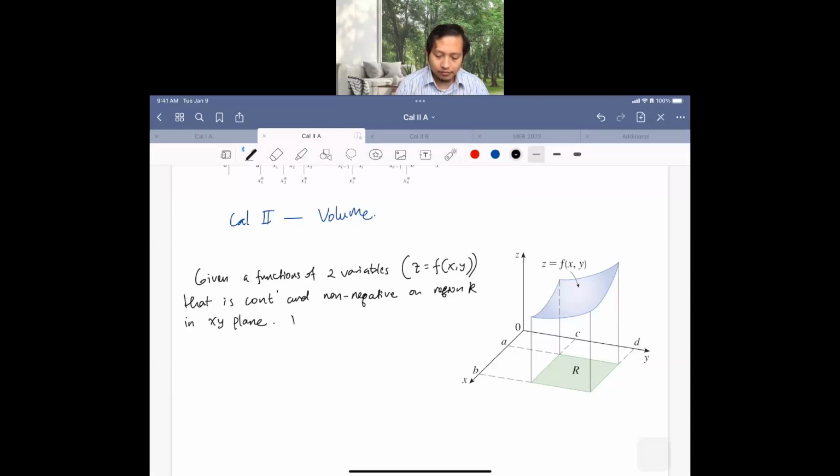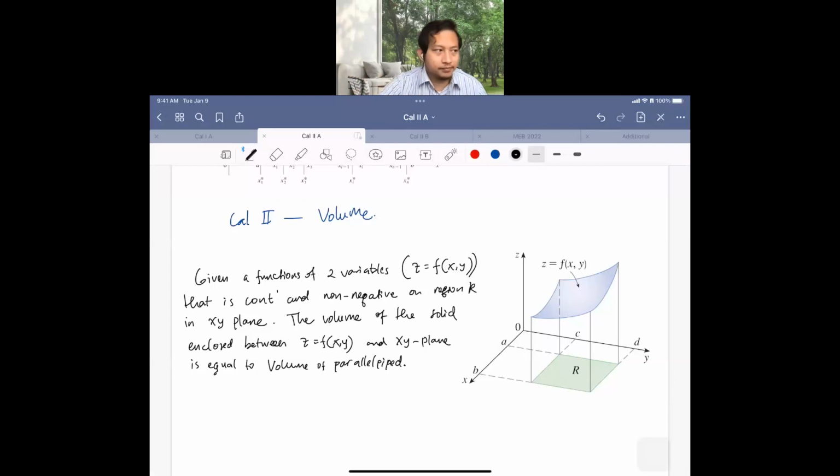The volume of the solid enclosed between the surface z and the xy plane is equal to the volume of a parallelepiped. Okay.